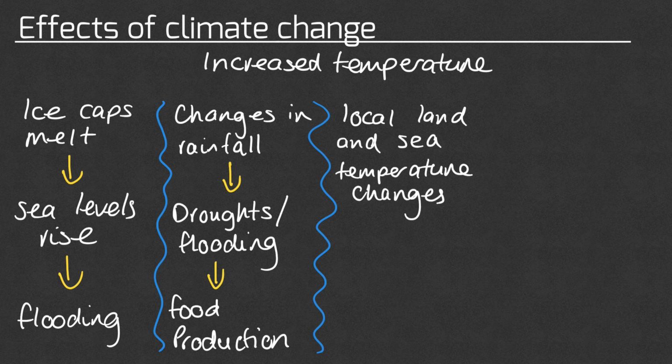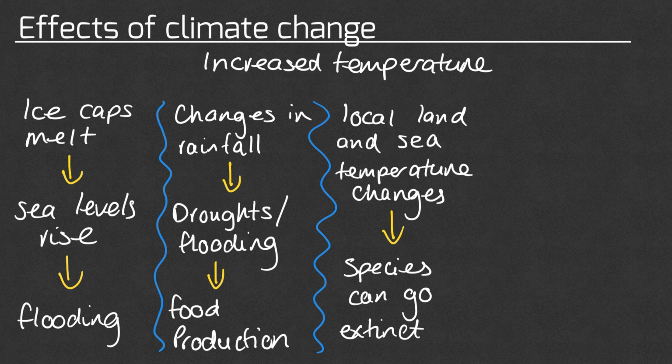The temperature of part of the sea or different areas of land can change as well. This can cause species to go extinct. It doesn't take a big temperature change to cause certain species to die out, particularly some marine animals and corals, which are very sensitive to temperature changes. A temperature change of just a couple of degrees can cause some species to die out.